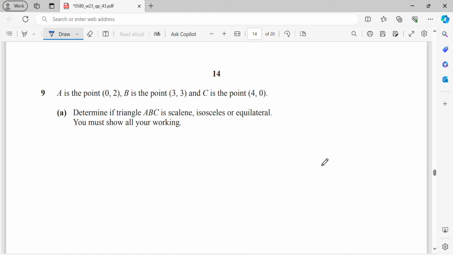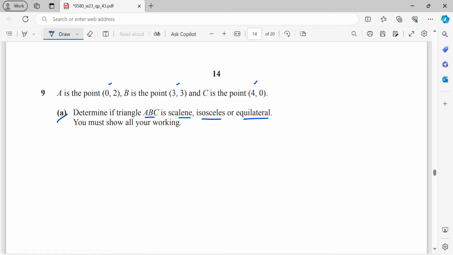Okay, now for question number 9. A is the point with coordinates 0, 2, B is 3, 3, C is 4, 0. Part A: determine if triangle ABC is scalene, isosceles or equilateral, you must show all your working.